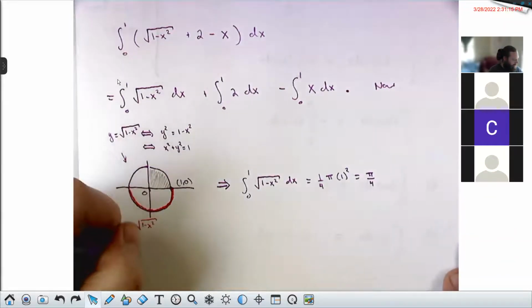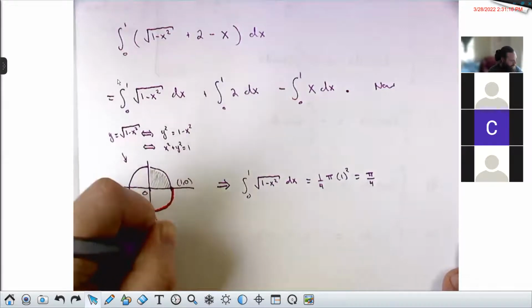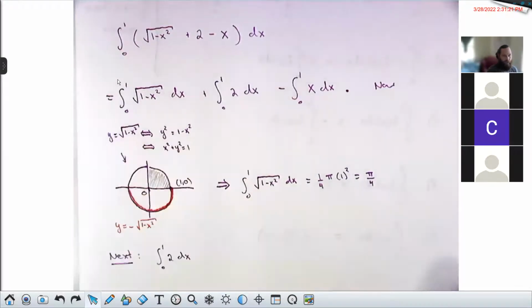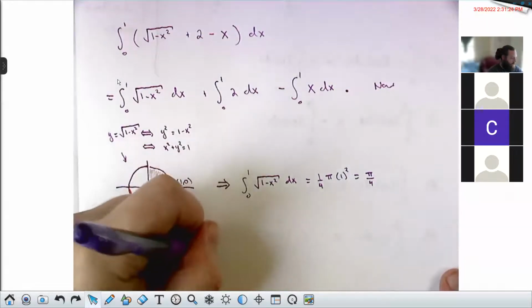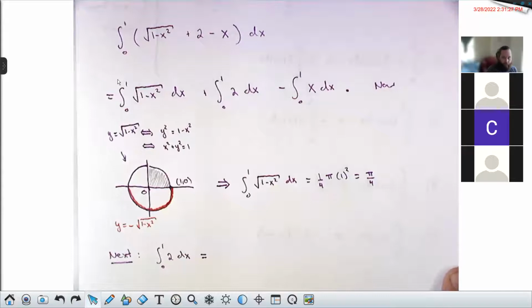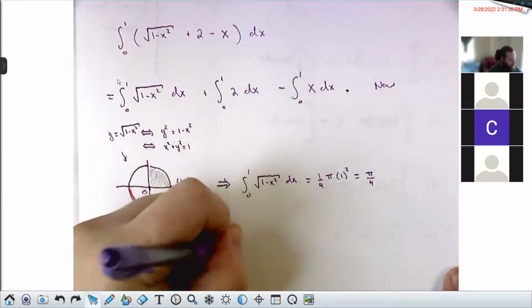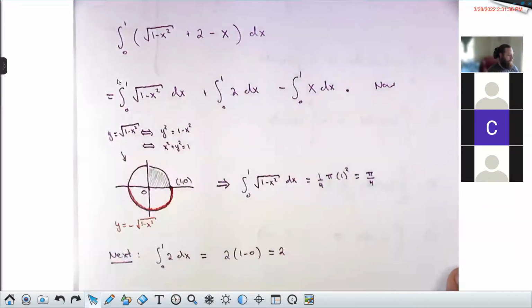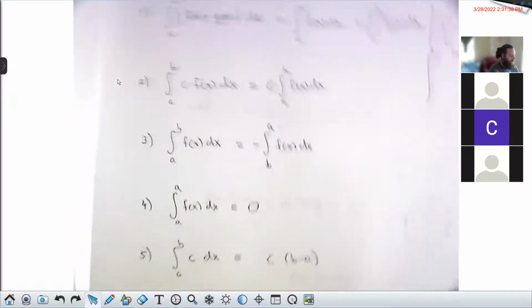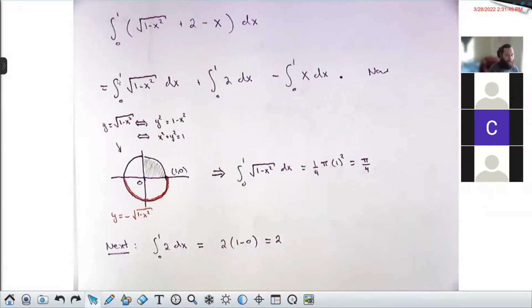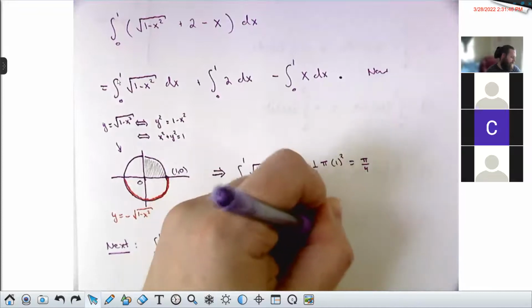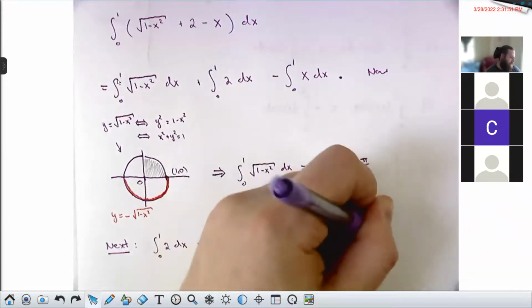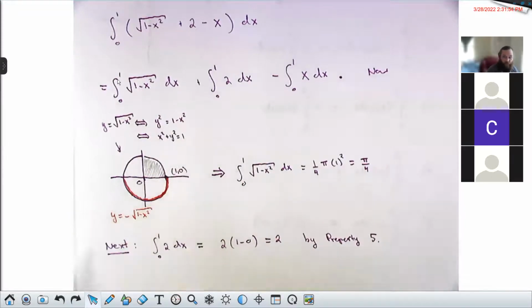Next up, the integral from 0 to 1 of 2 dx. 2 is a constant. So according to that property of the definite integral, this is just c, which is 2, times b minus a, which is 1 minus 0, which is 2. And this was coming from property, what did we call it down here? Property 5. You could, of course, draw the graph of the constant function 2 also, right? And just find the area of that rectangle.